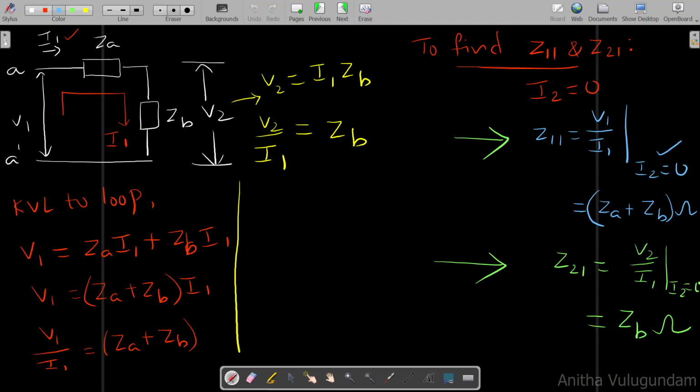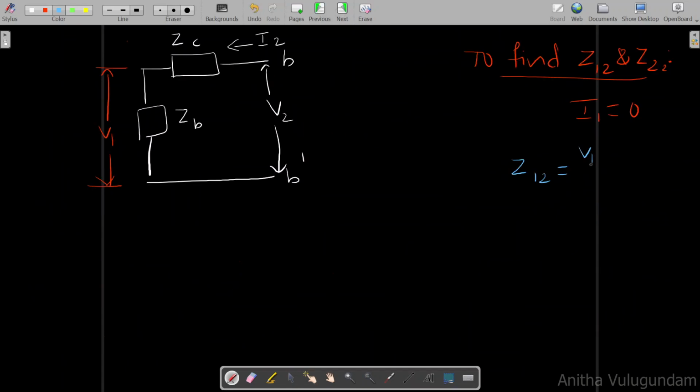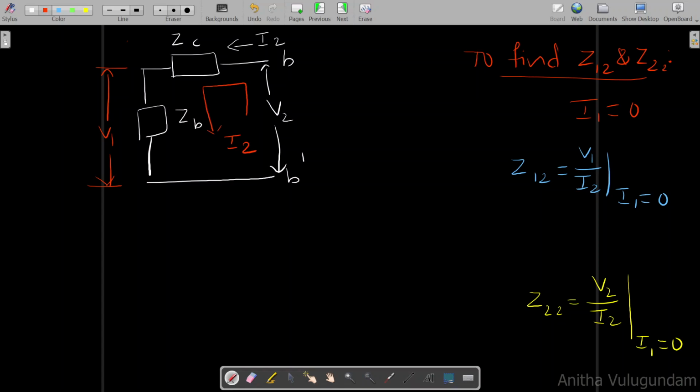Z12 equal to, from the main equations, V1 by I2 when I1 equal to 0, whereas Z22 equal to V2 by I2 when I1 equal to 0. Without writing this condition, you cannot write Z22. Z22 equal to V2 by I2 only when I1 equal to 0. In order to obtain it, we follow a few steps here, and I2 is flowing in this direction. Let us take it like this, I2.